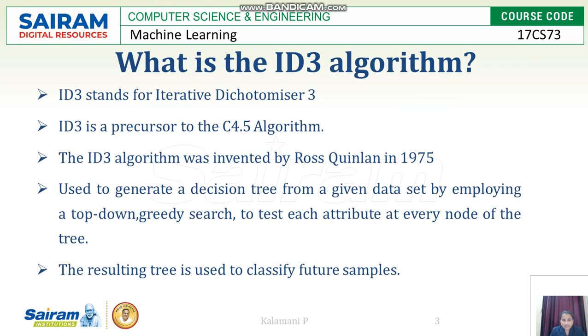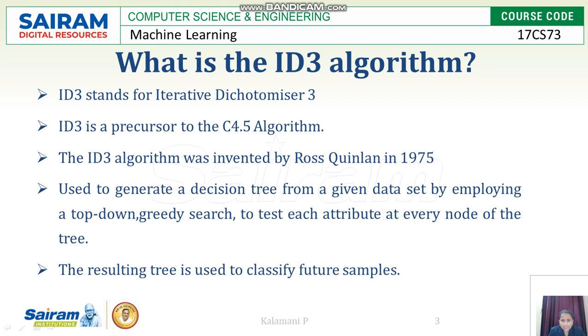So what does ID3 algorithm mean? ID3 stands for Iterative Dichotomiser 3. I represents iterative, D represents dichotomiser. ID3 is a precursor to C4.5; C4.5 is the successor of ID3. The ID3 algorithm was invented by Ross Quinlan in 1975 itself. So you can understand that from 1975 itself the ID3 algorithm was developed, which means AI and machine learning concepts have been in use from that day onwards.